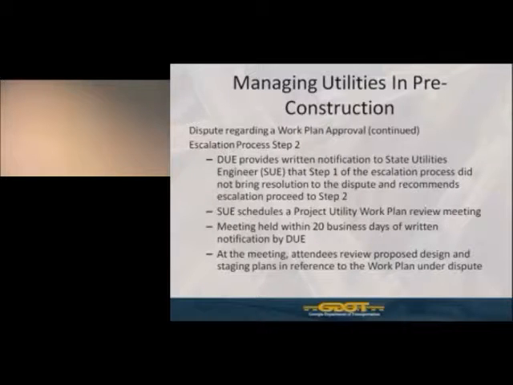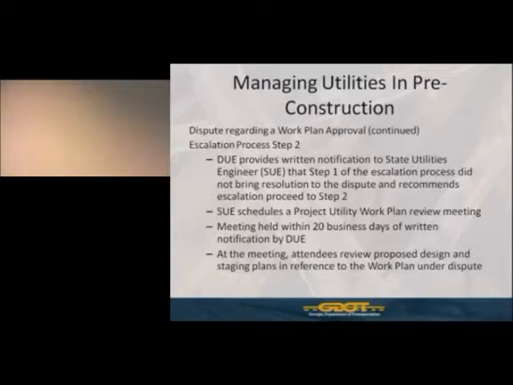What step 2 consists of is the district utility engineer will provide a written notice to the state utility engineer that they had escalated the utility adjustment schedule issue through step 1, and they still have not been able to resolve the issue. So they're asking the state utility office to now intervene and start step 2 of the escalation process. In step 2, the state utility engineer will schedule a project utility work plan review meeting with all the parties involved. This meeting will be held within 20 business days of written notification by the district utility engineer.